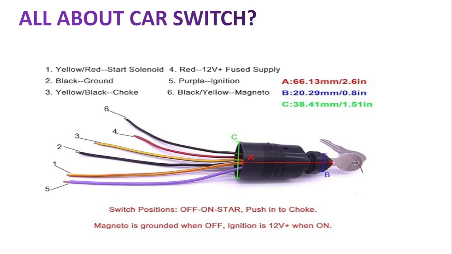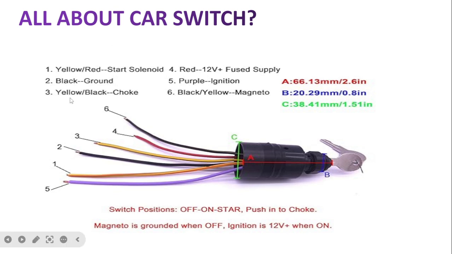In the next slide we'll see some connections and different types of wire used on the car switch. The first wire is yellow red. This yellow red wire is used for the start solenoid, which means it is connected directly to the solenoid of the starting motor, which is used to run the engine. The second is black ground. This is used for ground purposes, which means it is connected to the battery negative terminal.